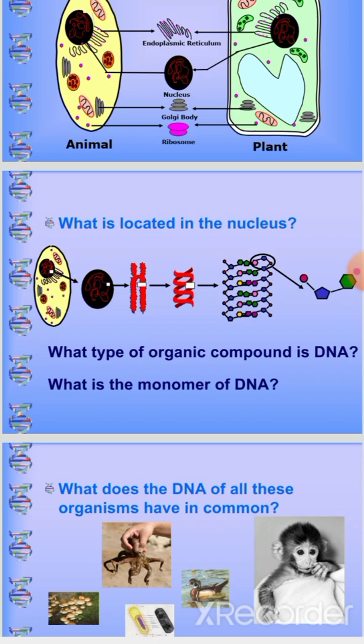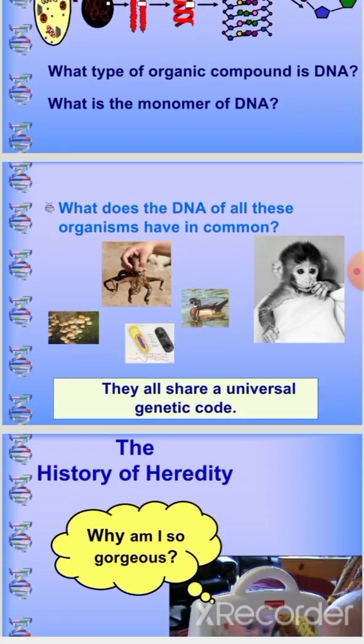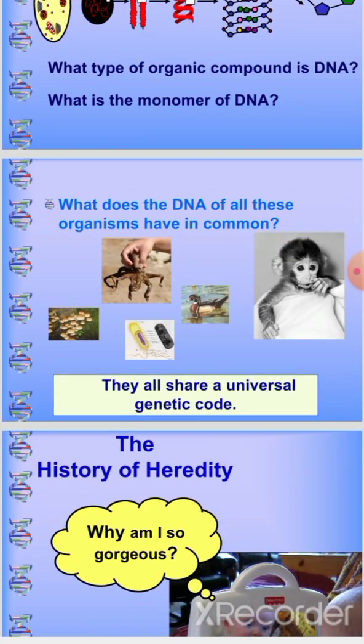So what is located in the nucleus and what type of organic compound is DNA? What is the monomer of DNA? What does the DNA of all these organisms have in common? They all share a universal genetic code. The history of heredity.